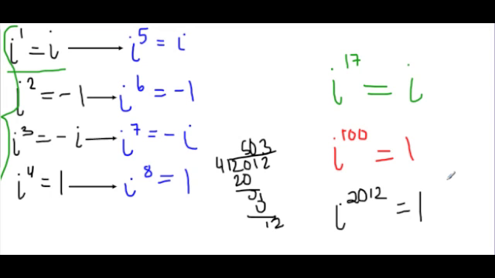Powers of i you can do very easily just by looking at the exponent and trying to figure out whether that exponent is a multiple of 4, and if it isn't, what the remainder is when you divide it by 4. And that remainder yields the initial cycle.